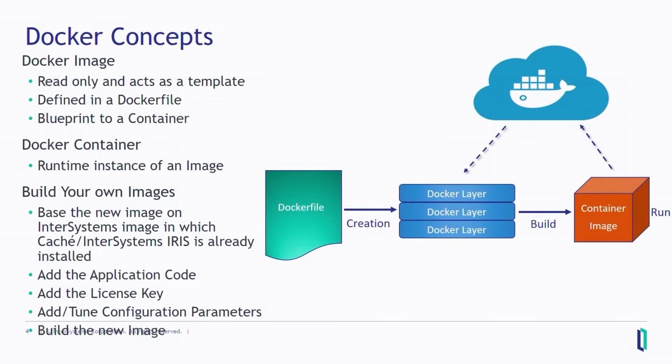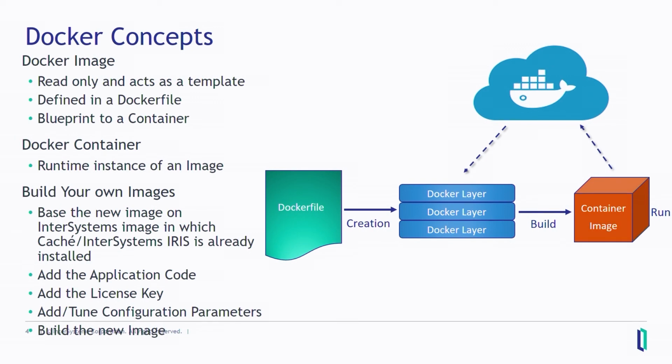Just three main concepts I would say about Docker. So a Docker image in itself is read-only and acts as a template. It is defined in a Dockerfile, and so the template itself is a plain text file, and there is a build command. Whatever you have defined in that text file, whatever are your applications, dependencies, everything is contained in that Dockerfile, and when you build it, you come up with an image.